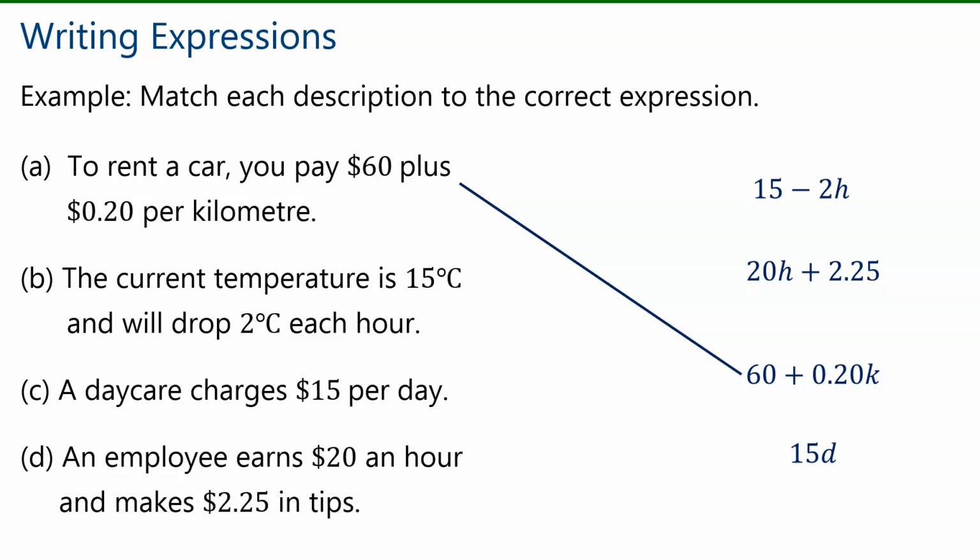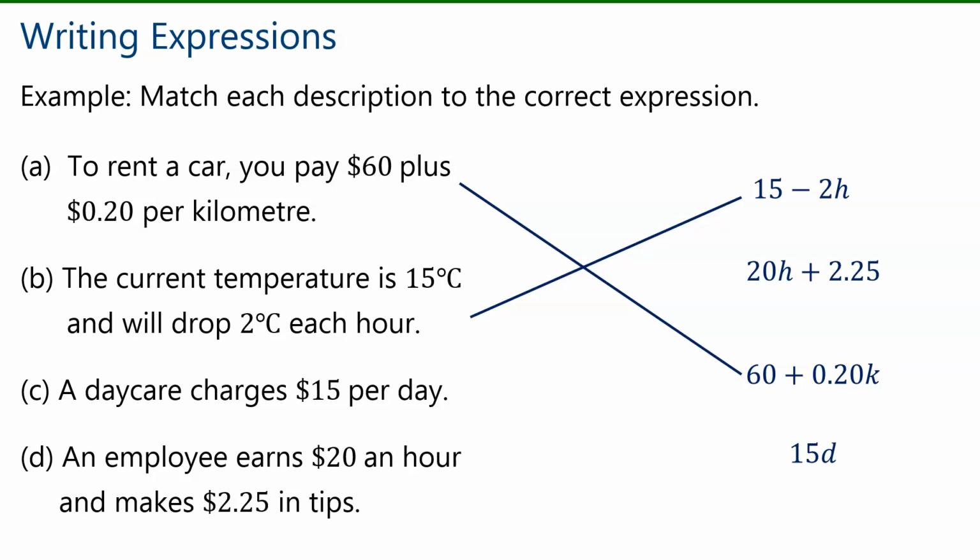Now for B, it says the current temperature is 15 degrees Celsius and will drop 2 degrees Celsius each hour. So this time I'm going to look for an expression that has 15 in it. And since the temperature is going to drop, I'm looking for a subtraction here. 2 degrees each hour means I would multiply the number of hours with 2. So you can see that that would match up with this expression here. 15 minus 2h.